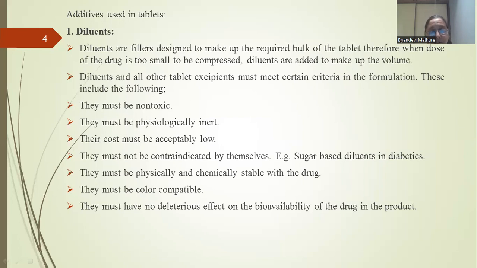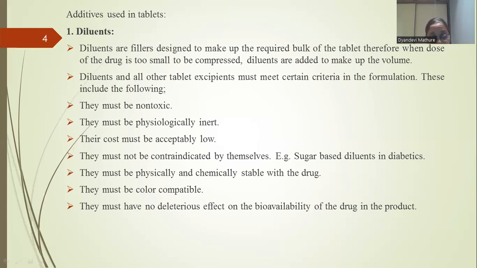They must have no deleterious effect on bioavailability of the drug in the product, because ultimately why are we going to formulate the dosage form? It may be your tablet, it may be capsule, it may be liquid dosage form, any. Because as you know, the drug means, say for example, raw material, but when we mix the drug with the excipient, it results in formation of dosage form. So what is the role of that dosage form? Why have we converted the drug into the dosage form? To get the desired bioavailability, to obtain a particular bioavailability.